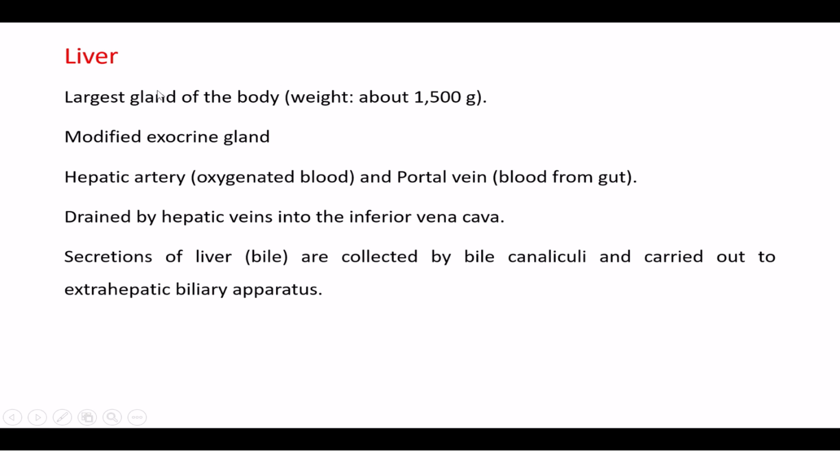So in this session, we'll deal with the histology of liver. It is the largest gland of the body. Weight is approximately 1500 grams. It's a modified exocrine gland. The hepatic artery supplies the oxygenated blood and portal vein supplies the nutrient-rich blood. It is drained by hepatic veins, which drain the liver into inferior vena cava. Secretions of liver are collected by bile canaliculi and carried out to the extrahepatic biliary apparatus.